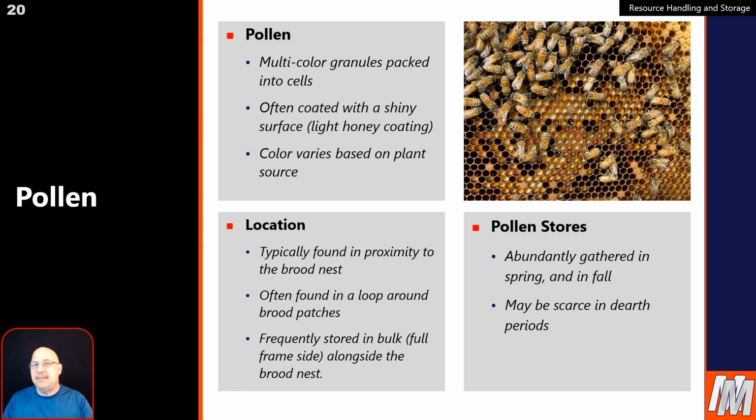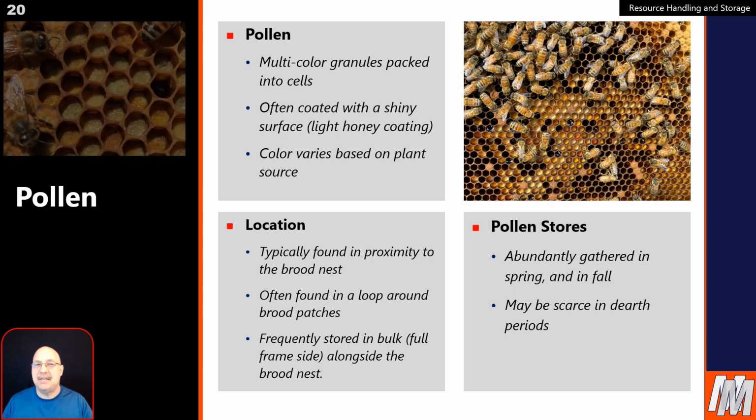We're now going to turn the corner to resources stored in the hive. The first one is pollen. Pollen storage is simply collected pollen from bees placed in the cells. Beekeepers often call processed pollen by the bees in the cells bee bread. This is in deference to the way that the bees process the pollen for storage, something for another lesson.